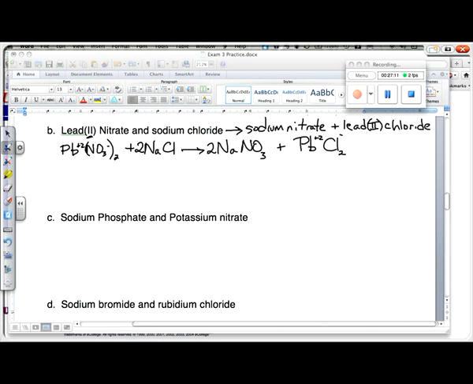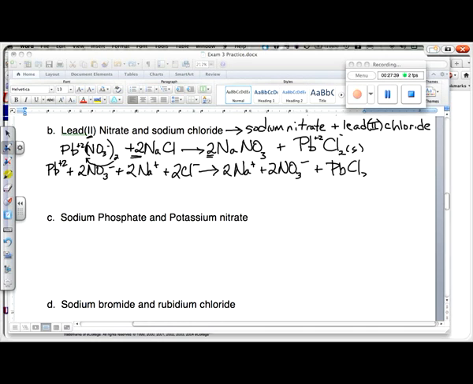All right, breaking up into ions, Pb with a plus 2, bring the subscript for the polyatomic ion in front, distribute the 2 sodium ions, 2 chlorine ions, distribute the 2 here, 2 sodiums plus 2 nitrates, and then you get to leave the solid alone. All right, so my spectators are sodium and nitrate, and then I end up with lead plus the chlorines to give me the solid.